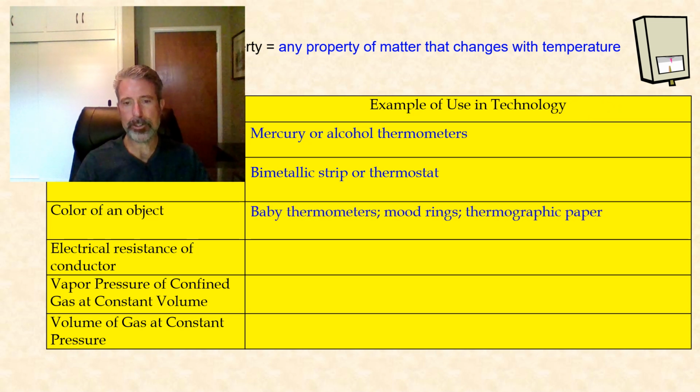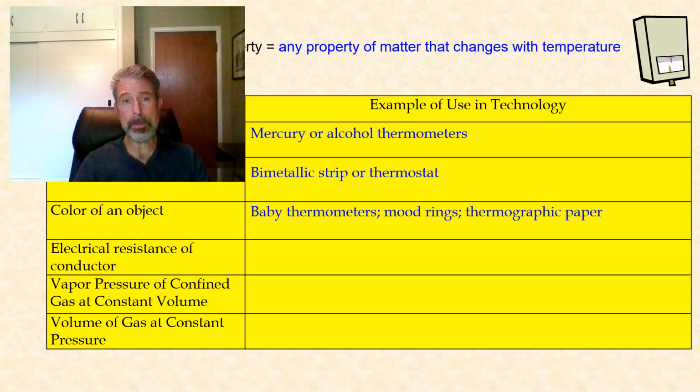The color of an object. So I say here are some examples: baby thermometers, mood rings, thermographic paper. You've seen examples of matter that when heated will experience a color change. You may see that when you heat a metal, typically at a low temperature, it's going to glow in the red frequency range, whereas when you get that piece of metal high enough, it's going to turn more into blue, sending off more wavelengths of blue light.